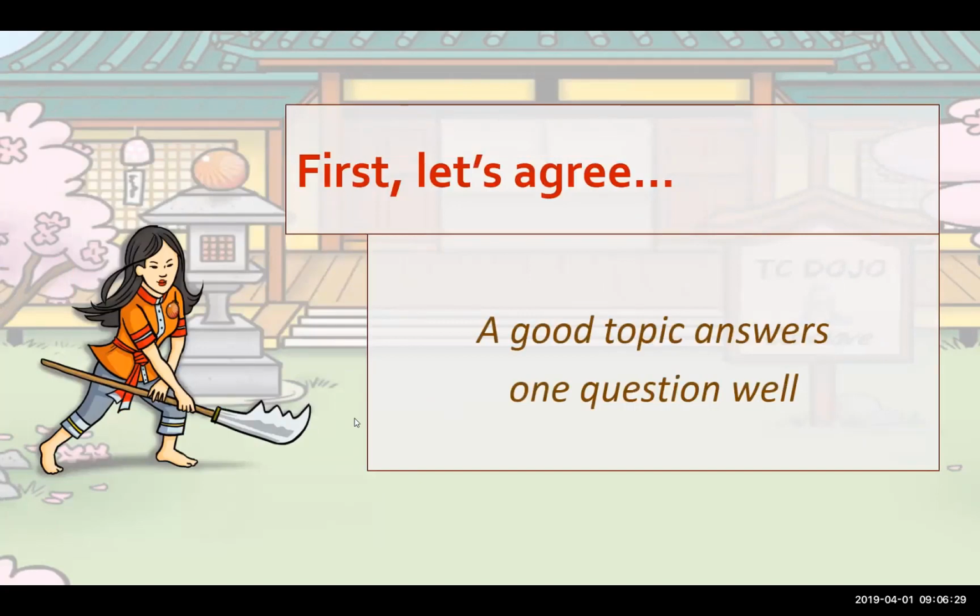As a group, we have to agree that one topic answers one question well. It doesn't do multiple things. It's not explaining a concept and then describing the task and including reference items. It is doing one thing well.